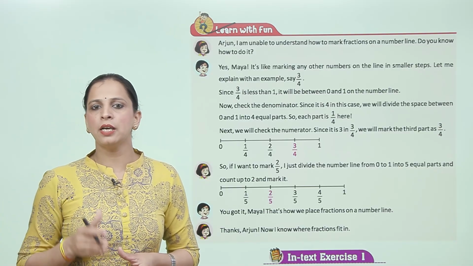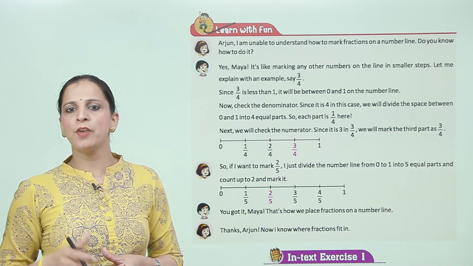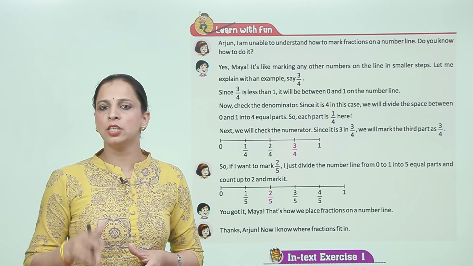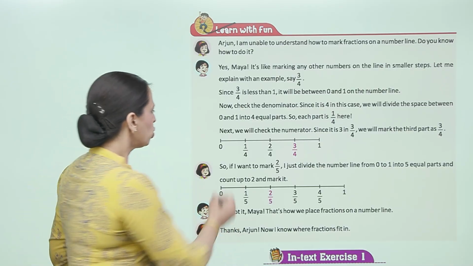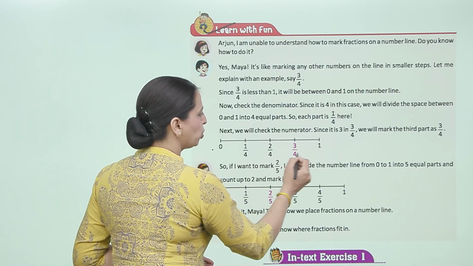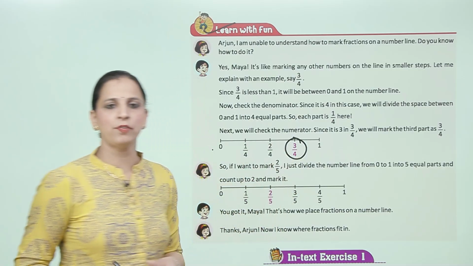Next, we will check the numerator. Since it is 3 by 4, we will mark the third part as 3 by 4. So 0 to 1, 1, 2, 3 and 4. So this is 3 by 4.